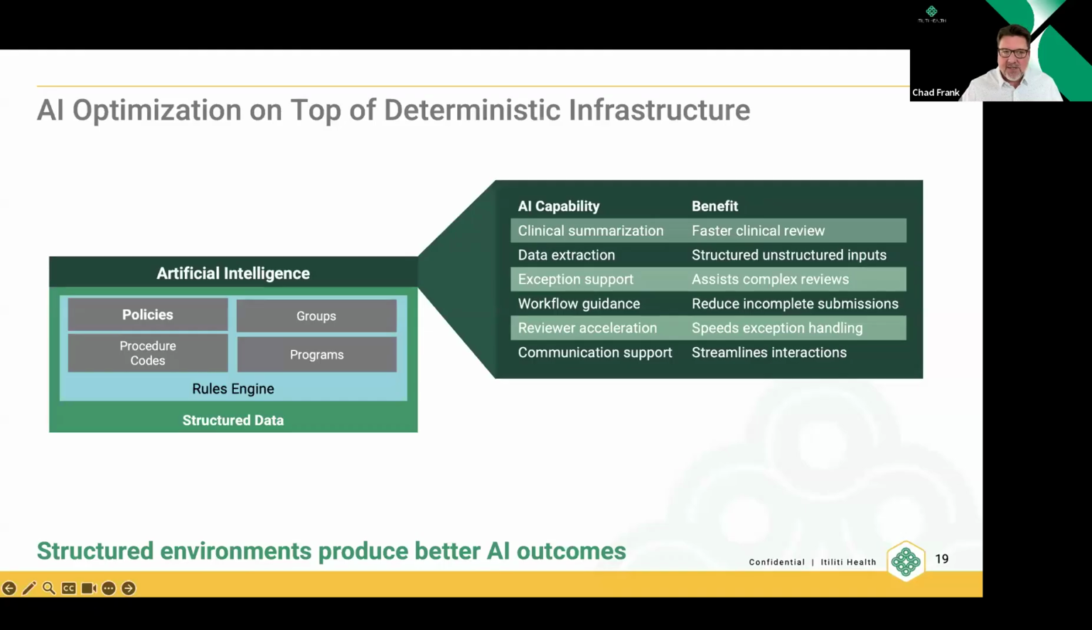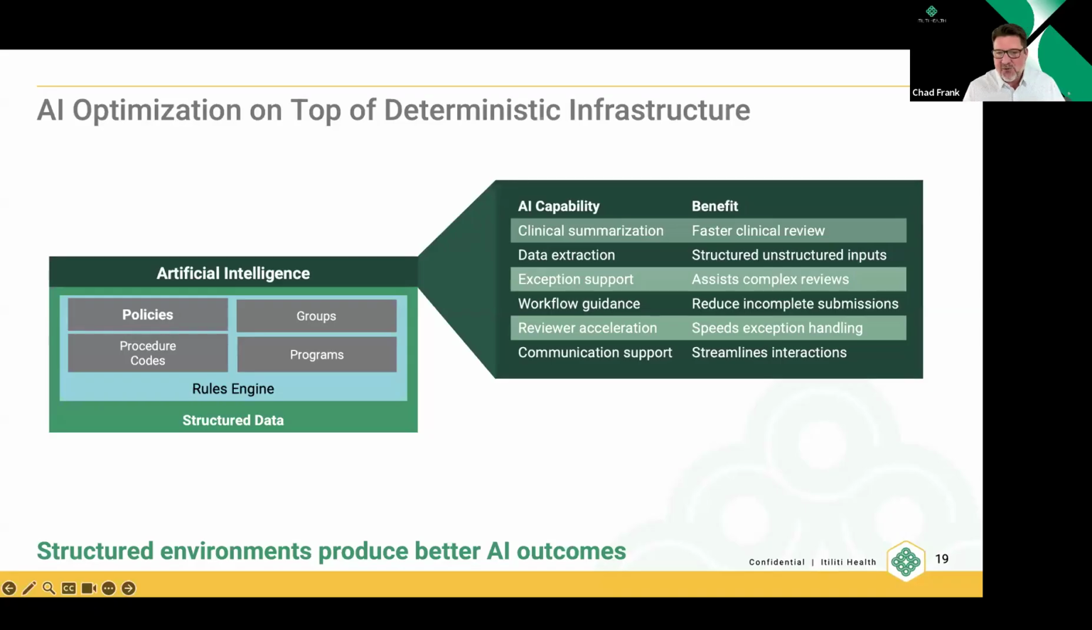So AI's capabilities, what we have here, when you stack it on top of this structured data and structured policies, is phenomenal. And we're just talking about some of the stuff we do here, but AI and some of the companies we're talking with now are doing tremendous work in some of these areas. And what we have here is the AI capability and benefit when you put it on top of structured data. Some of these apply to prior auth, some of them don't, right?